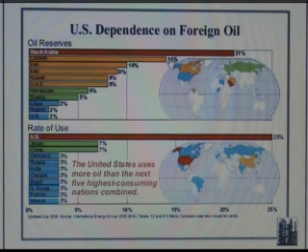However, if you look at the rate of use, the U.S. uses 25% of the world's consumption. And Japan and China tie for 7% each. And then there's those other countries.